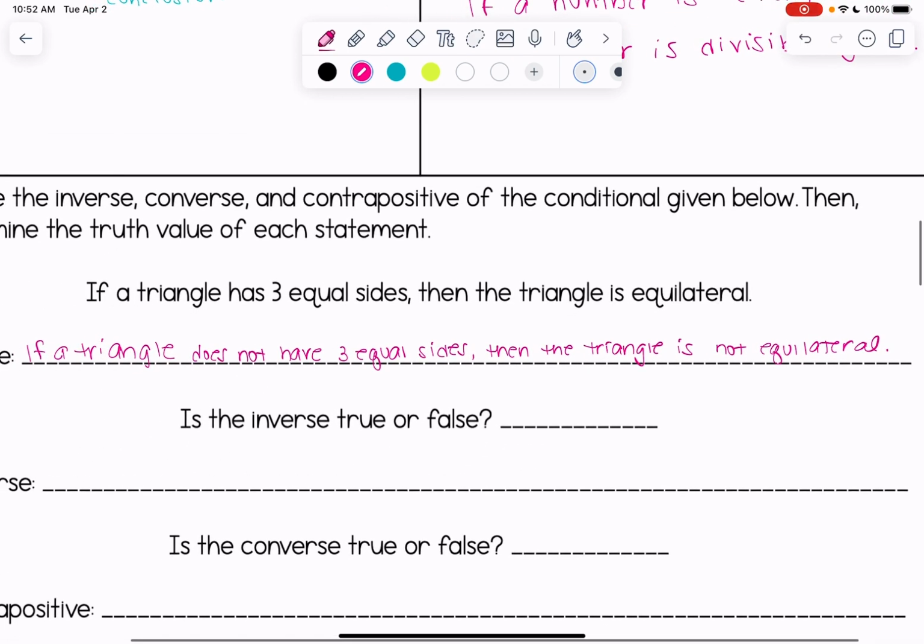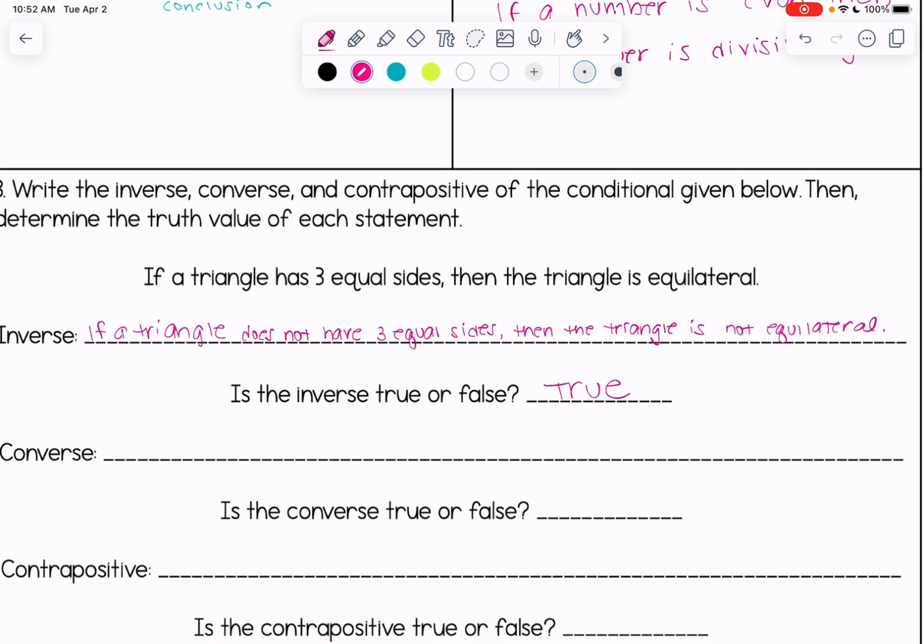Okay, we want to know is the inverse true or false? So let's read it back. It says if a triangle does not have 3 equal sides, then the triangle is not equilateral. Well, that is true. Okay, if there's not 3 equal sides, there's no way for it to be an equilateral triangle. All right, next we're asked to do the converse.